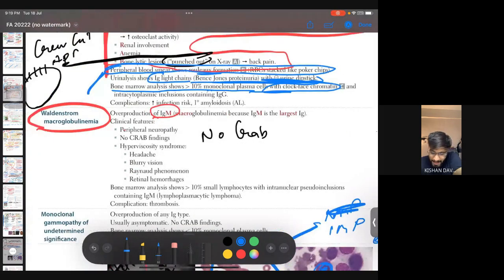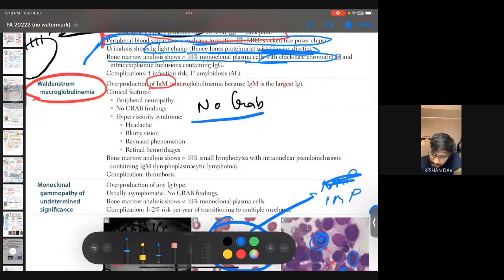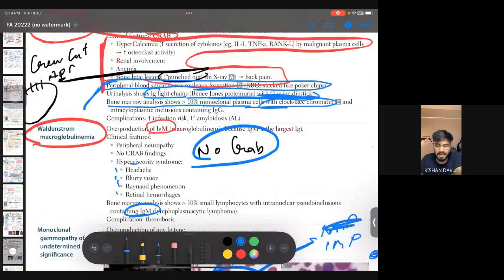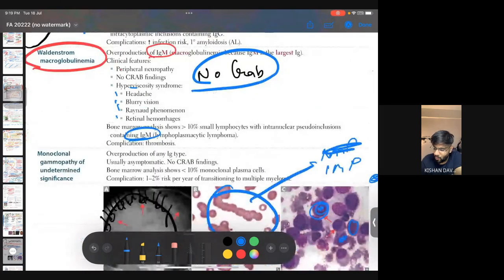Coming to Waldenstrom macroglobulinemia, no CRAB. So what is there? Hyperviscosity, headache, blurry vision, Raynaud phenomenon, retinal hemorrhage. Here it will be IgM only. So nothing else you need to remember. These are the differences between multiple myeloma and Waldenstrom macroglobulinemia. Now, one another condition is there, monoclonal gammopathy of undetermined significance.